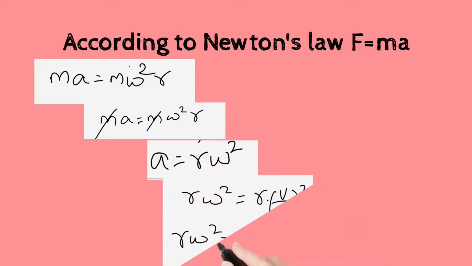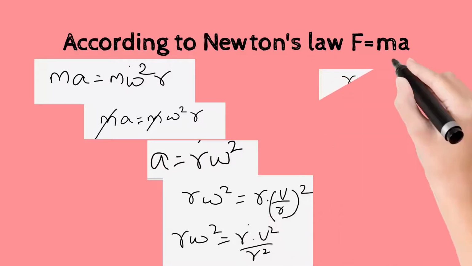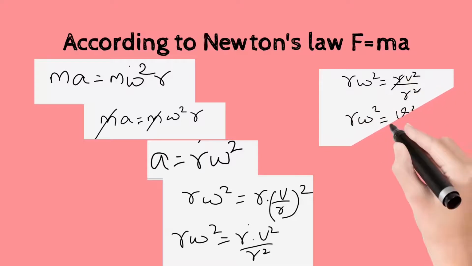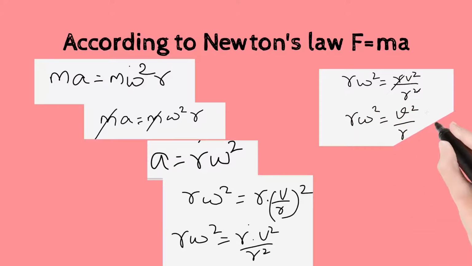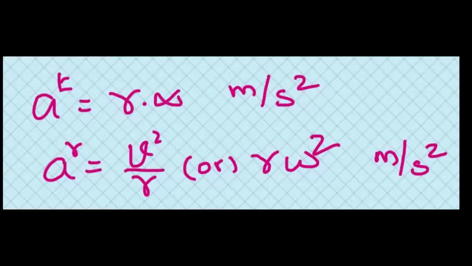That will be equal to r into (v/r) the whole squared, utilizing the formula v/r from the tangential velocity. Substituting this and simplifying, we get rω² = v²/r. Thus, the radial acceleration will be equal to v²/r. So the formulas for radial and tangential accelerations are shown here: at is rα and ar is v²/r.